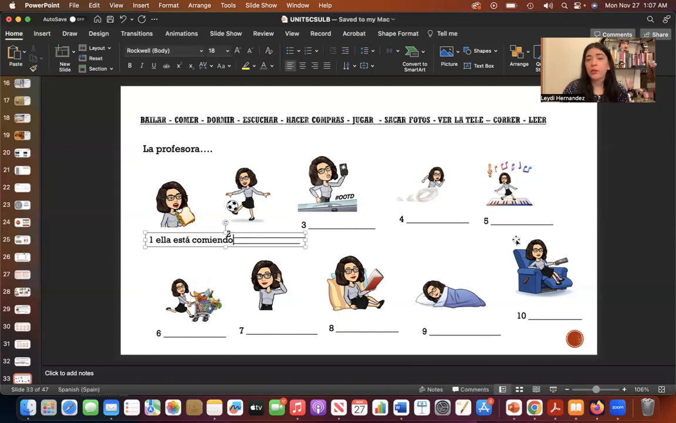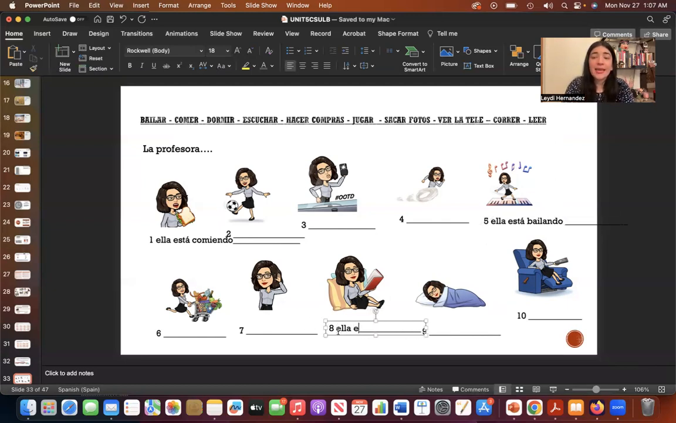Okay, we're gonna do one more. Ella está, and then she's dancing. What is to dance in Spanish? It's bailar. Bailar, we drop the ending, and then what do we add? It's an AR verb, so we add ando. Ella está bailando.